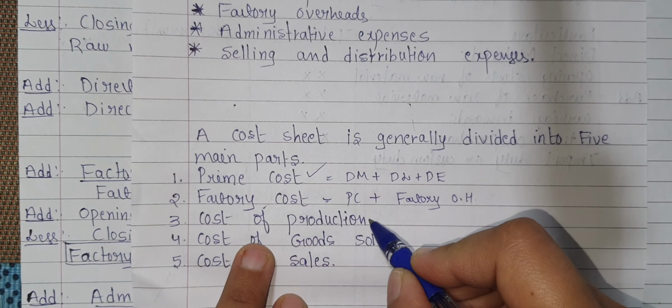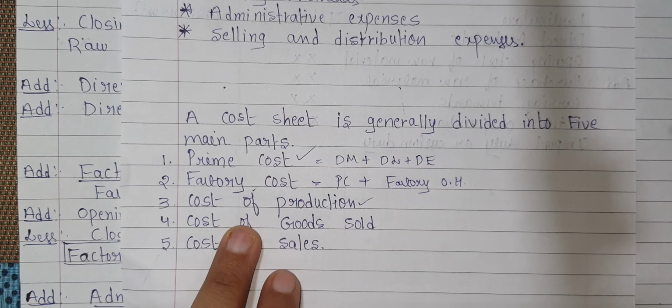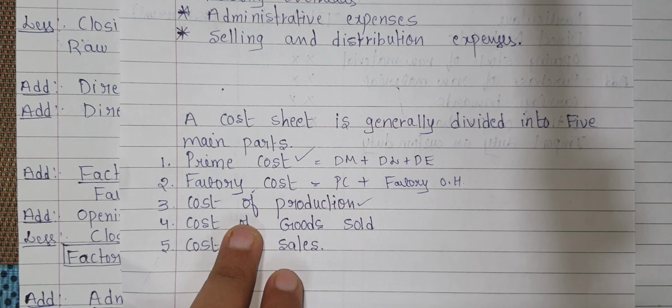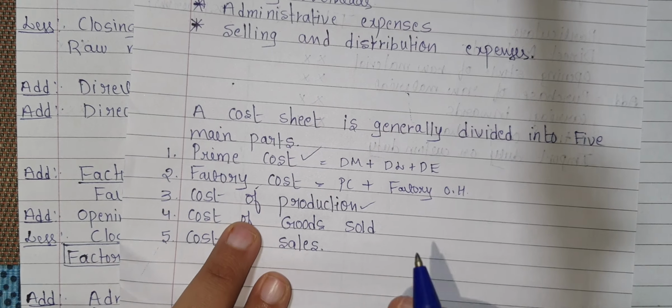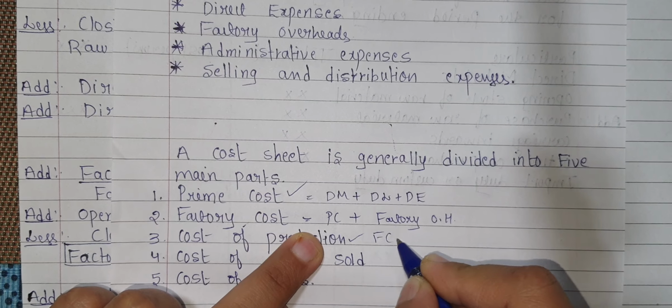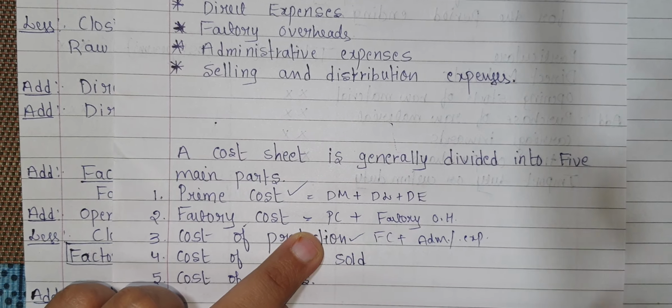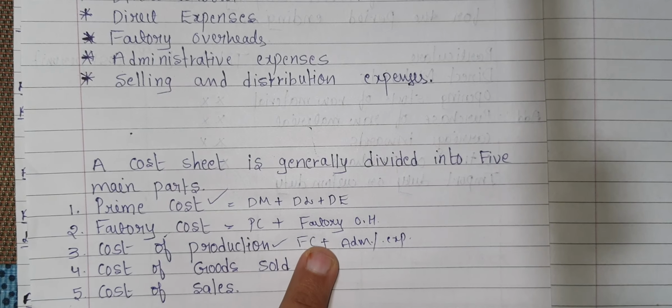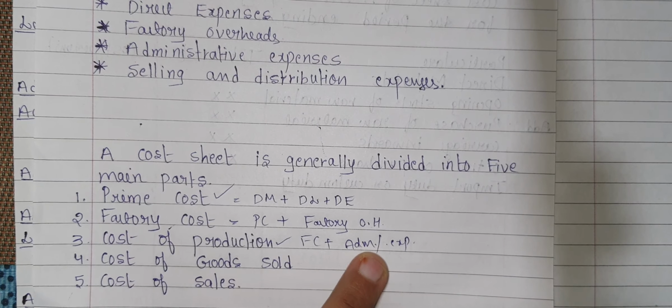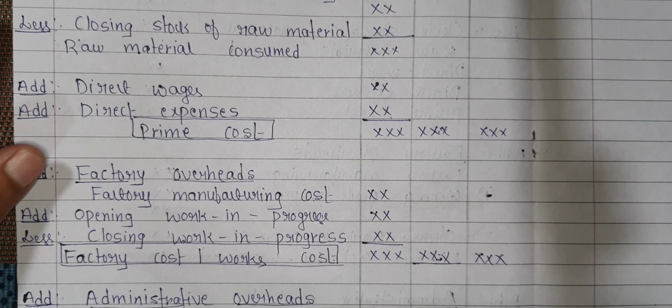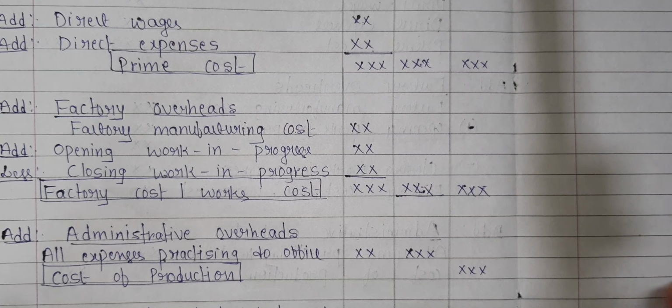Now next, third one is cost of production. What is the formula of cost of production? Factory cost plus administrative expenses. We have factory cost. Now we have to calculate administrative expenses. How will we calculate the administrative expenses?